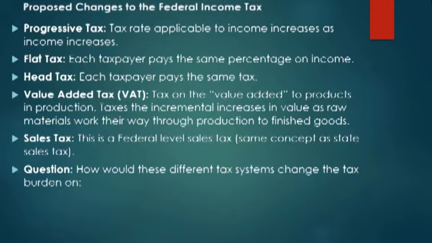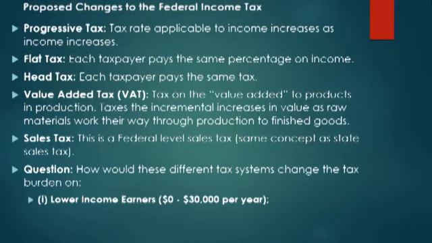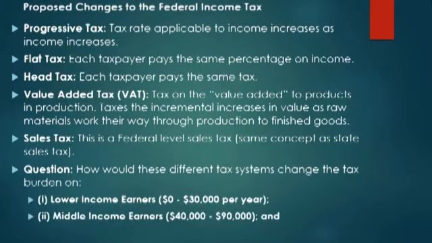So you could ask, how would these different tax systems change the tax burden on low income earners? That'd be somebody, by low income I mean somebody between $0 and $30,000 per year. Middle income earners are $40,000 to $90,000, and high income earners are somebody who earns $100,000 plus. Now you might argue whether that's really high income, but these are the numbers I'm throwing out here for purposes of my example.